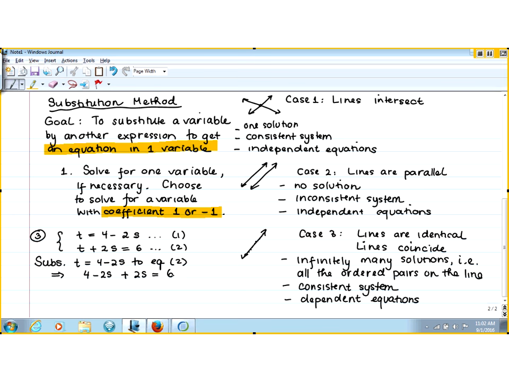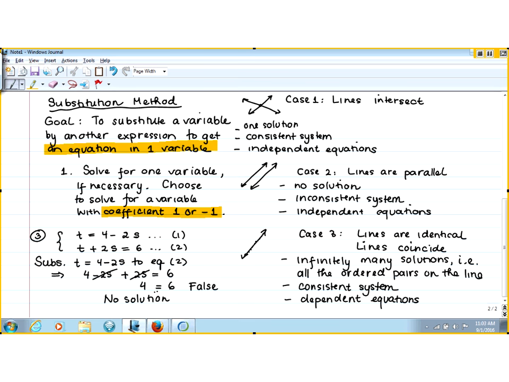Okay, then what happens? The 2s cancel, so we have 4 is equal to 6. So is it true or false? So what is your conclusion? No solution. So for whatever T and S we put in, it's not going to work.